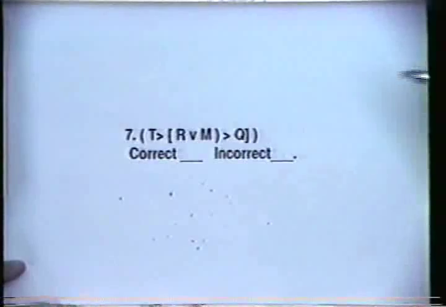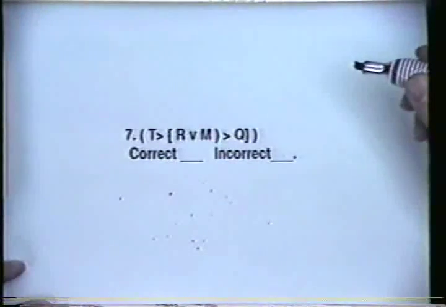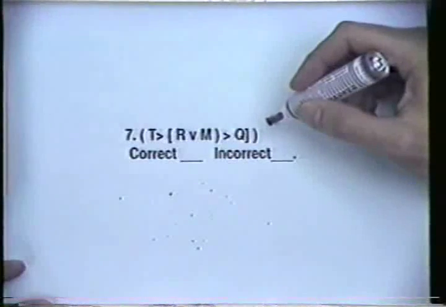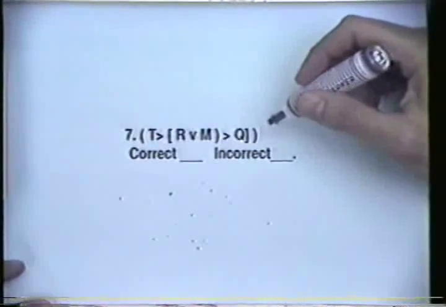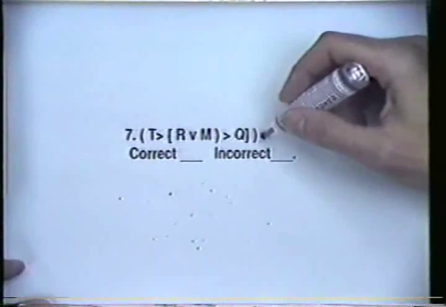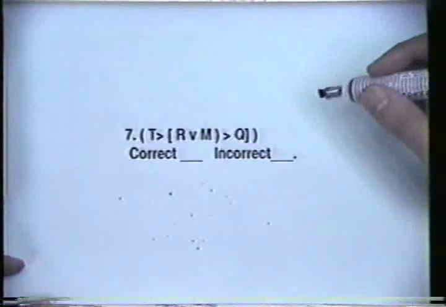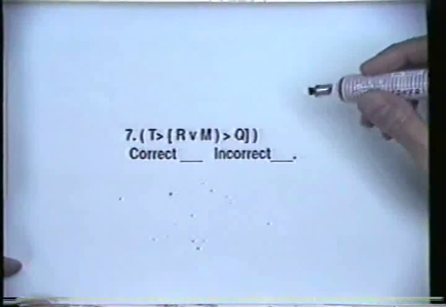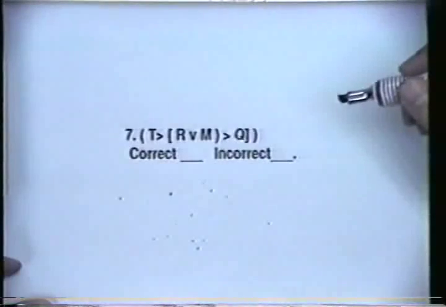Now we can move on here to 7. Do we have a correct ordering or not here? Well, notice this has a problem with the parentheses or brackets. A little rule of thumb to remember here is that you need to have the same number of left-hand parentheses and left-hand brackets as you do right-hand parentheses and right-hand brackets.